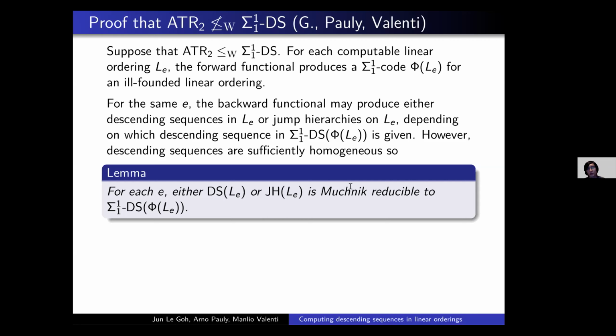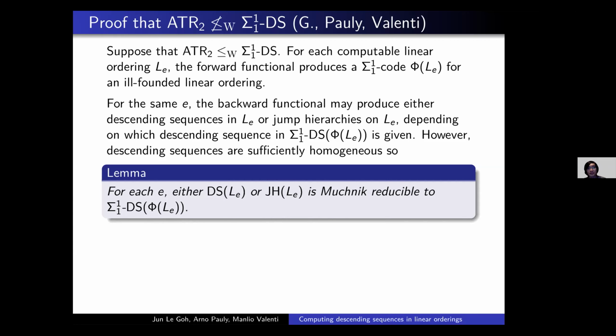So just to remind you what Muchnik reducible is, this is the non-uniform kind of reducibility. This is saying that either given any descending sequence here, you can compute a descending sequence here, possibly non-uniformly, or given a descending sequence here, you can compute a jump hierarchy, again, possibly non-uniformly.